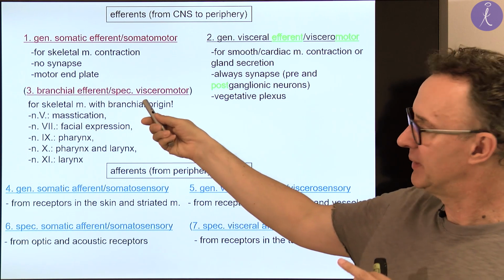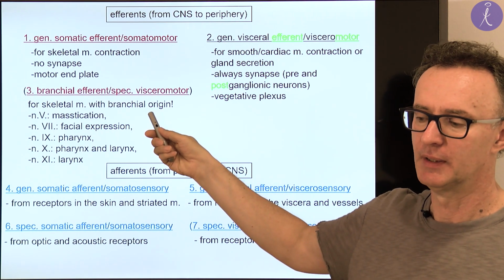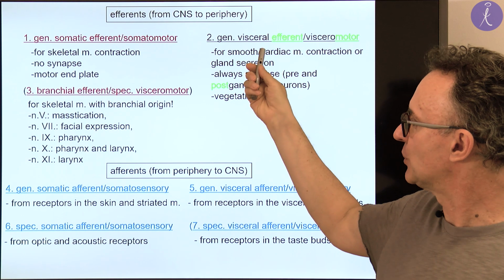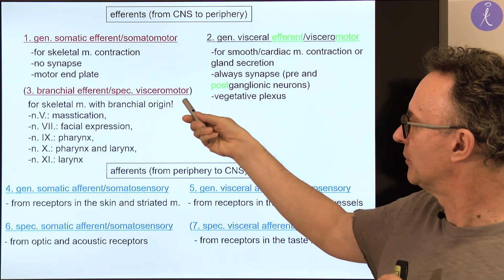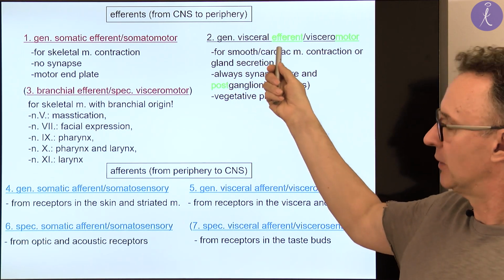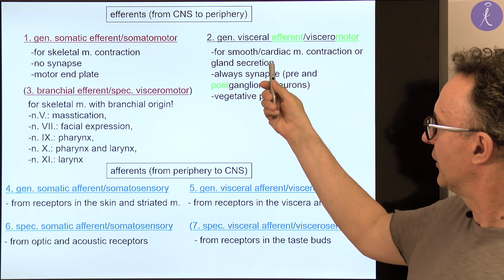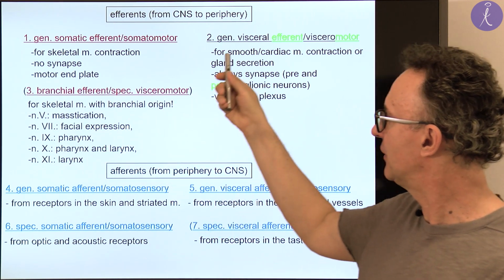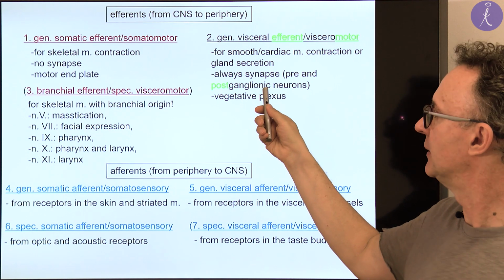But if we call this specific visceromotor in this case, then the previous one should be differentiated from this. And this is called general visceromotor in this case. But again, here we don't have a synapse, here we have a synapse, as we mentioned at the beginning.